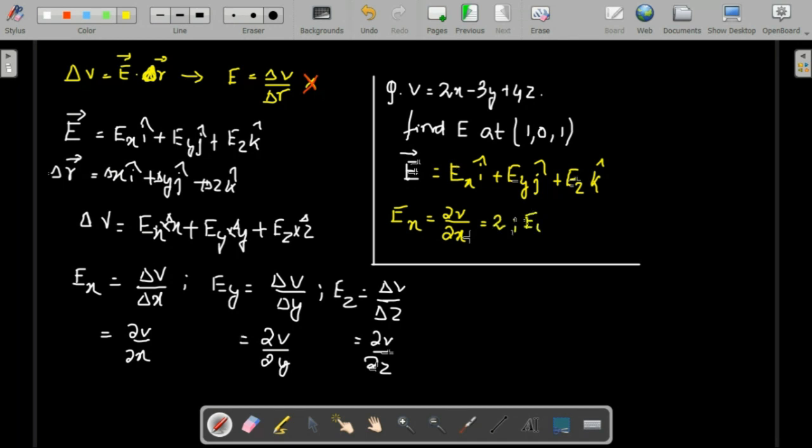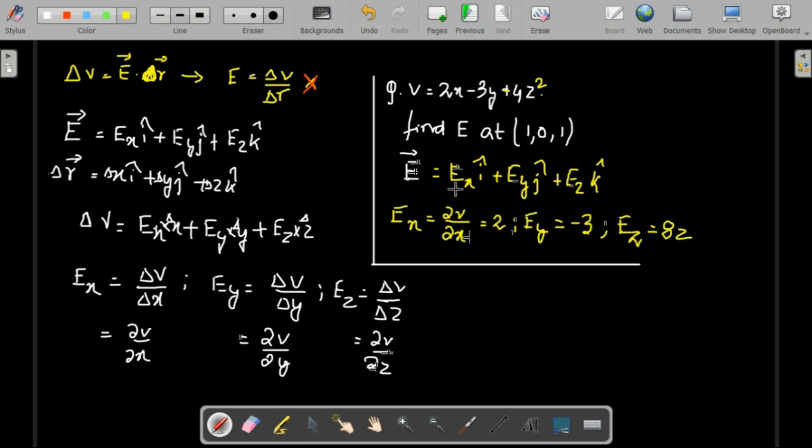Similarly, I can talk about Ey, and this would be nothing but del v by del y. So it is minus 3. And let's just change it a bit. Let me write it down as 4z square, let's say. So that means del v by del z would be nothing but Ez, and Ez is equal to 4z. If you take del z of z square, it will be 2z, so it will be 8z.